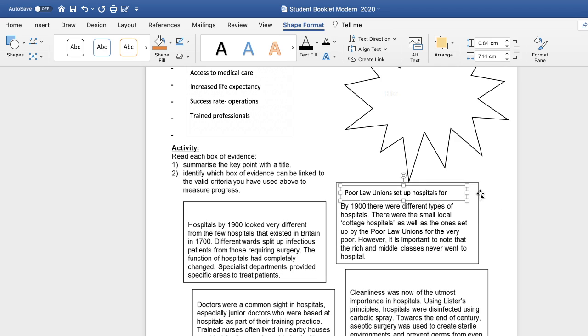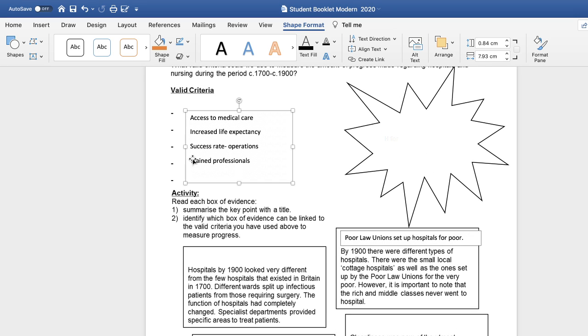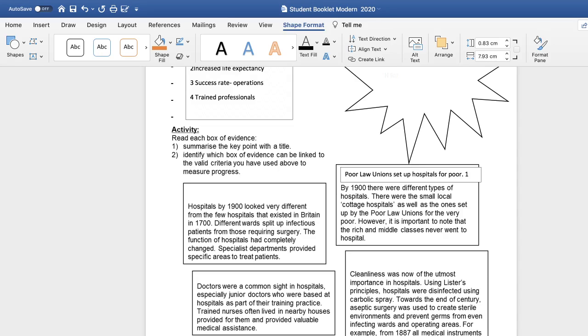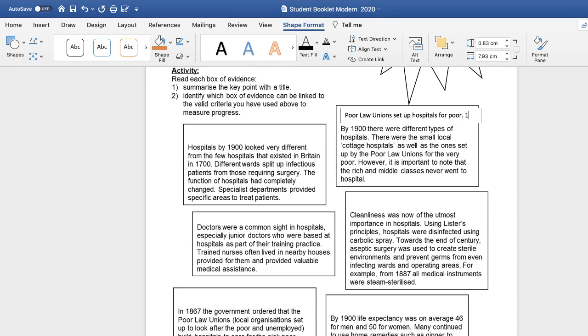Now, I might think, okay, what valid criteria does that link to? That links to that one. So if I was to number them, I might number this as linking to number 1: everyone has access to medical care. And that's what I want you to do for all of those boxes there.